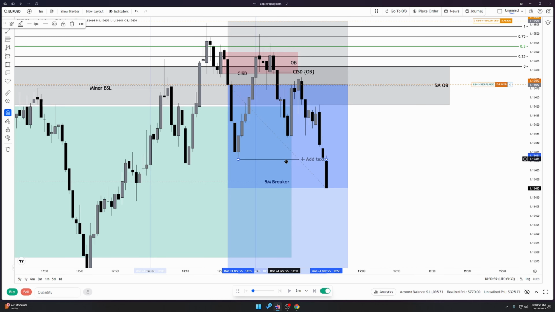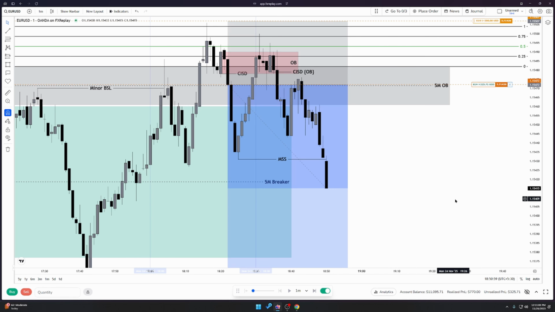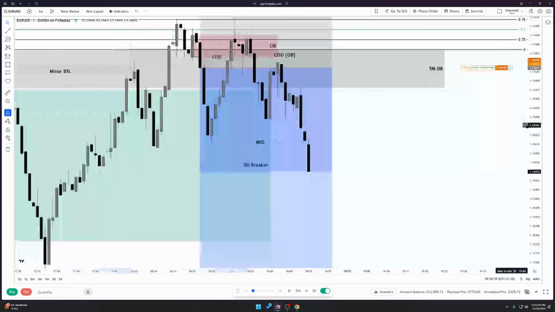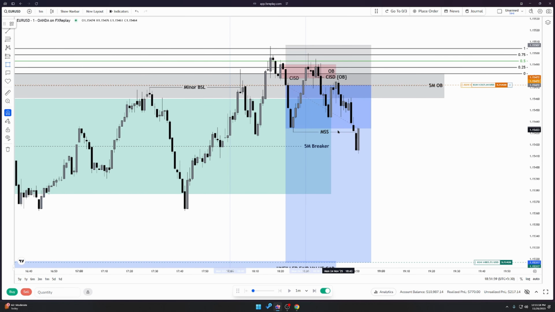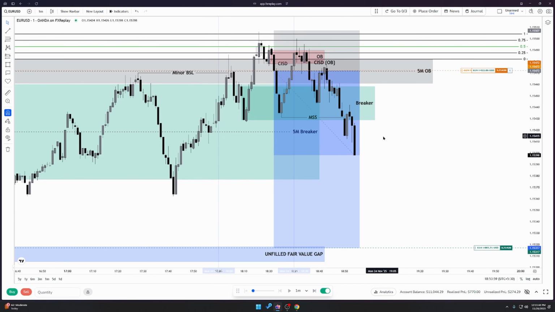Then we get a market structure shift. At this point, I don't see any reason for price to return back to my entry, so I move my stop to break even. Why? Because look at this last high. The low before that high becomes our breaker block.